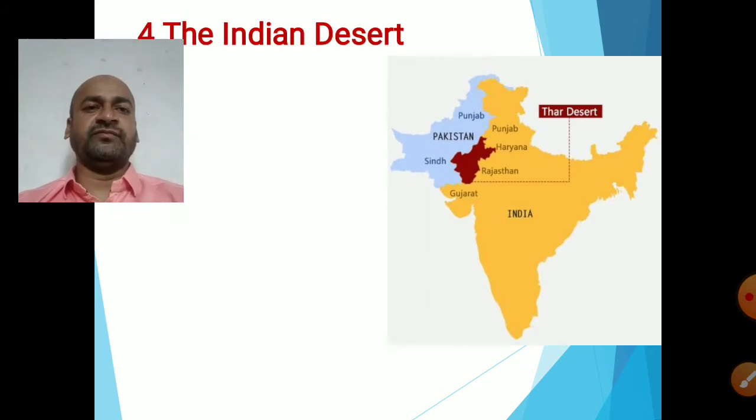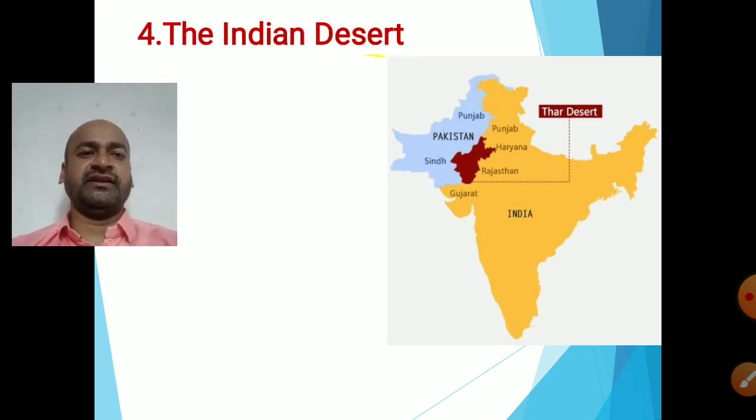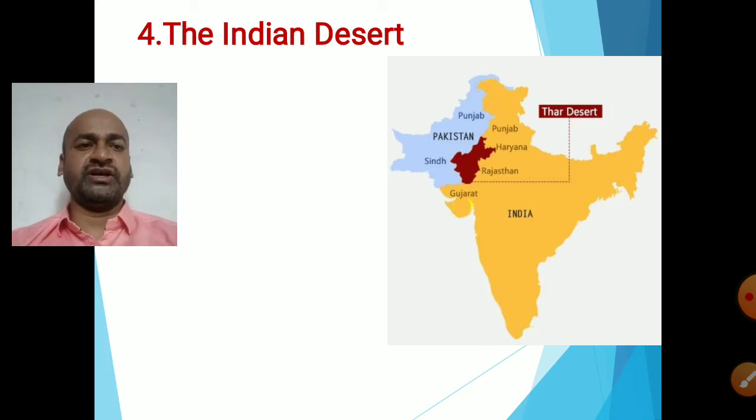Now the fourth one, the Indian deserts. See, this is the particular location of the Indian deserts. Rajasthan shares its state boundary with Gujarat, Madhya Pradesh, Haryana and Punjab. Rajasthan's desert starts from the Aravalli mountain range towards the west. And exactly westward of this desert is the country Pakistan.